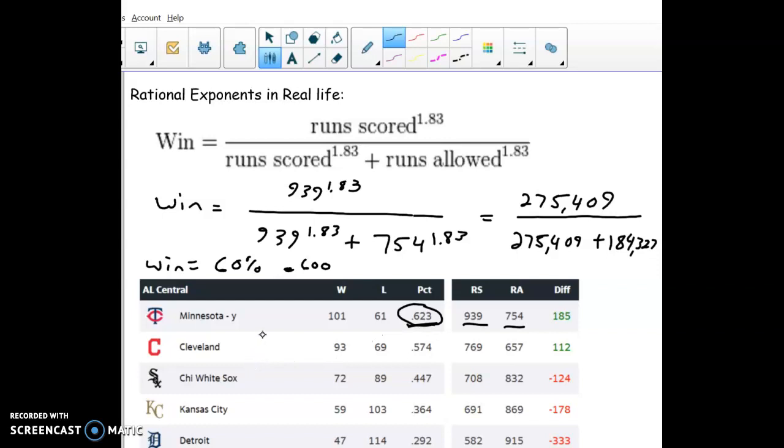So I thought it was kind of an interesting idea. In baseball, they've got so many cool applications of math and statistics. They've figured out that they can predict at the start of the year, based on certain players, if there's not injuries and stuff, they can have a pretty good guess at which teams will be in the playoffs and which teams won't make it. So I thought that was an interesting example of rational exponents in real life.